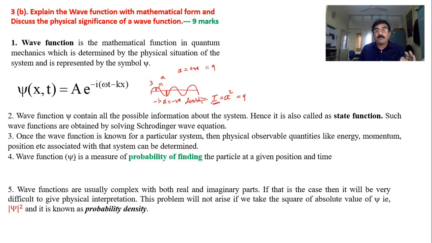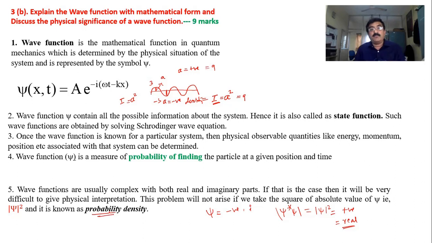Got it? In normal waves, amplitude square we take as intensity or radiation density. In case of matter wave, because psi is imaginary, I multiply this by its complex conjugate and then take the modulus. Then it becomes modulus of psi square. Now it is always positive. Now it is always real. This is nothing but probability density.